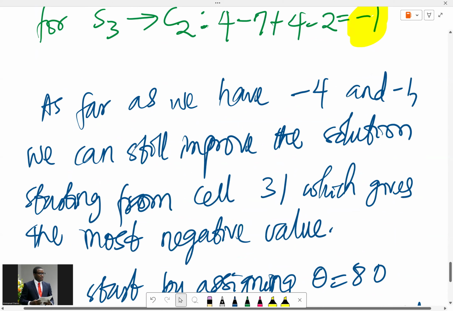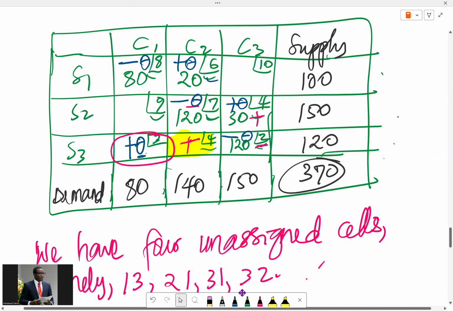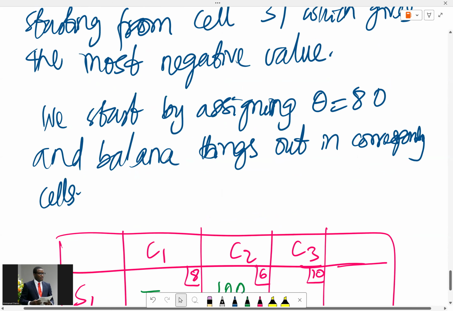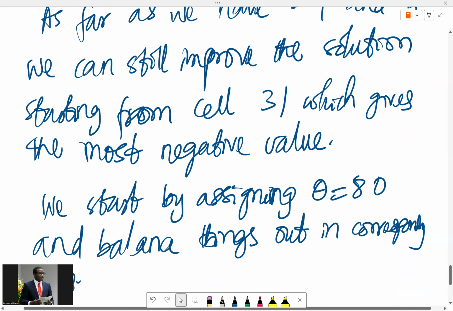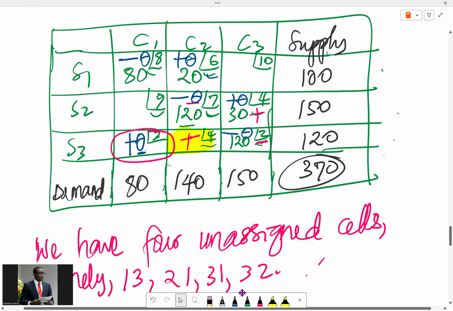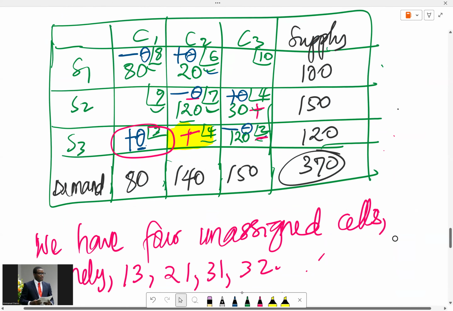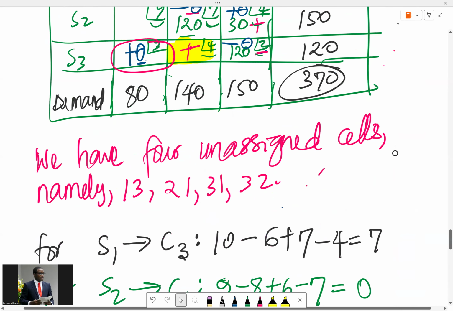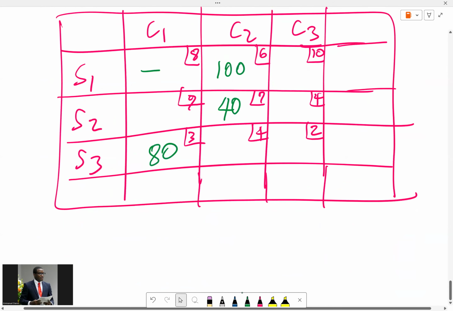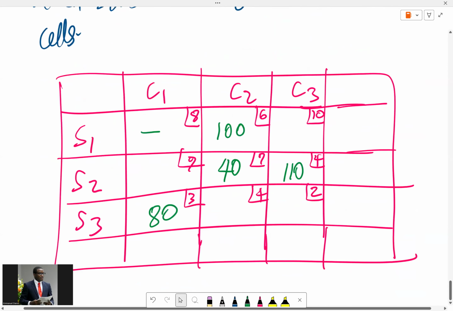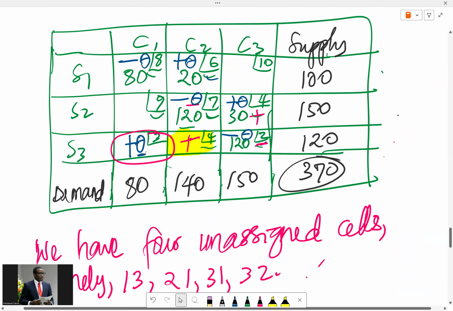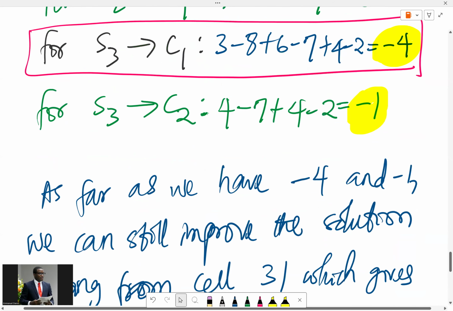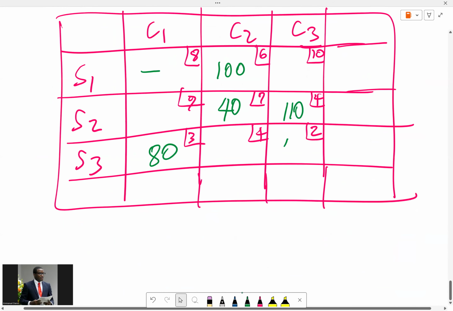Then we go to cell 2,2. That's 120 minus 80, so cell 2,2 is now 40. Then we shift to the right, where it was 30 before, so we add 80 to that. It becomes 110 in cell 2,3. And of course, we shift down now, so we have 120 minus theta, which is 120 minus 80. That's now 40.